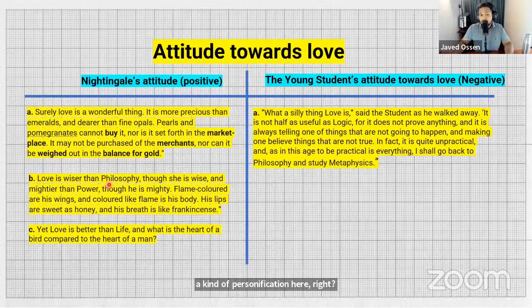Love is wiser than philosophy, though philosophy is wise, and mightier than power, though he is power, he is mighty. Flame colored are his wings, and colored like flame is his body. This is a simile, right? So love's wings are flame colored, and colored like flame is his body. His lips are sweet as honey, and his breath is like frankincense. So easy. You must be able to memorize these extracts.